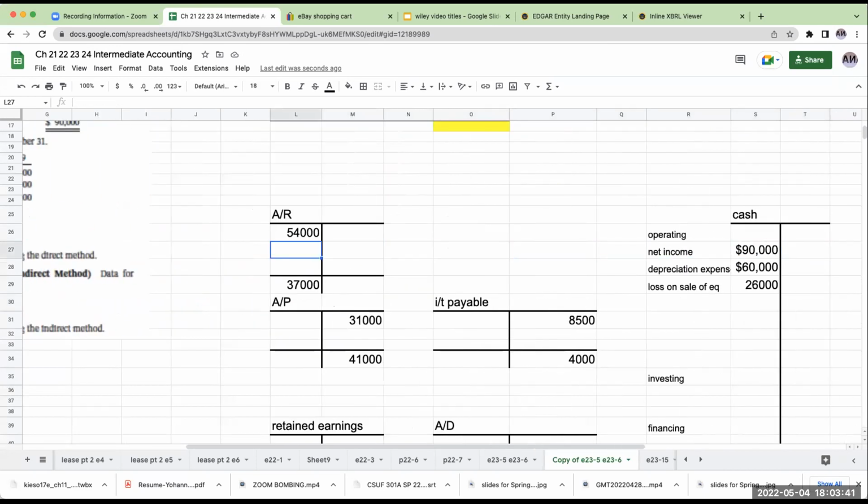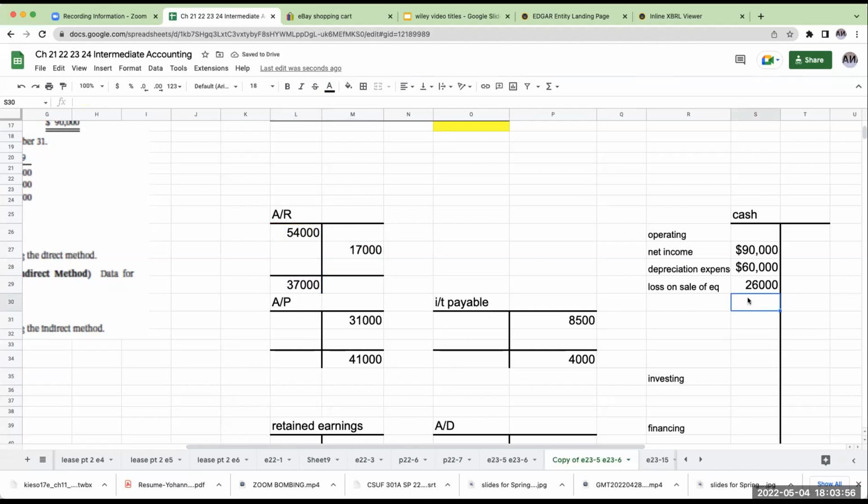The reason why I use T accounts for this is you'll see that if I'm looking here and say, oh, I went from 54 to 37, what do I need to do to balance? Well, I'm going to need over here a credit for 17,000.